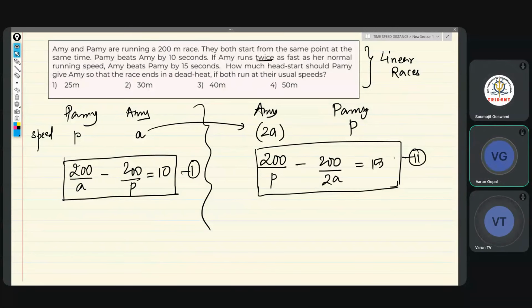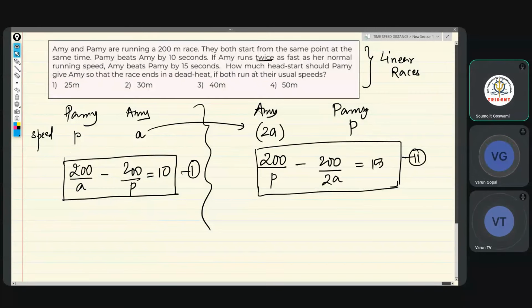Very good question and a silly question also at the same time, because you have to read the entire thing. They have asked you, how much head start should PAMI give to AMI so that the race ends in a dead heat if both of them run at their usual speed? So now I cannot just look at the equation. They're not asking the speeds, mind you. They're asking distance. So with this, I can find out the speeds. Let's find out the speeds.